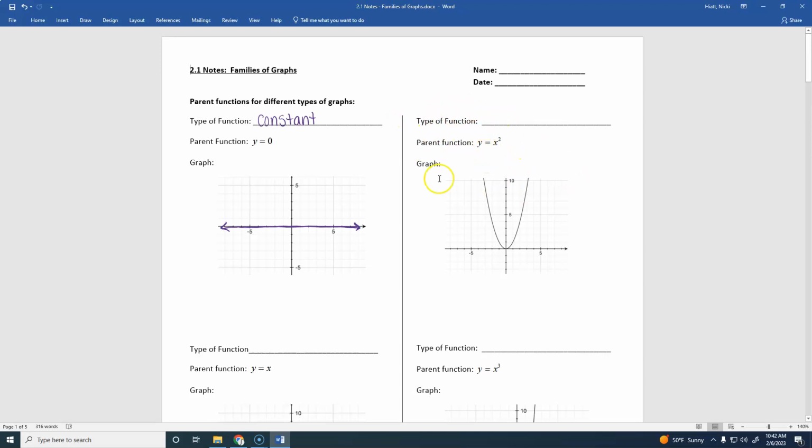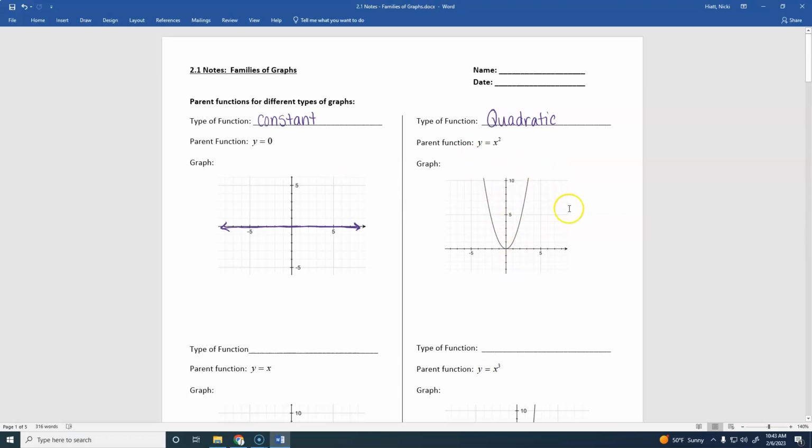The next one we see right here is y equals x squared. This is a quadratic function. The word parabola could also be used. The word parabola only applies to the graph. So that is a graph of a parabola, but the function, the equation itself, you would call a quadratic. So parabola refers to the graph there. So we would call the function a quadratic, and the parent function is just y equals x squared. It is going to look like this, the sort of U shape.